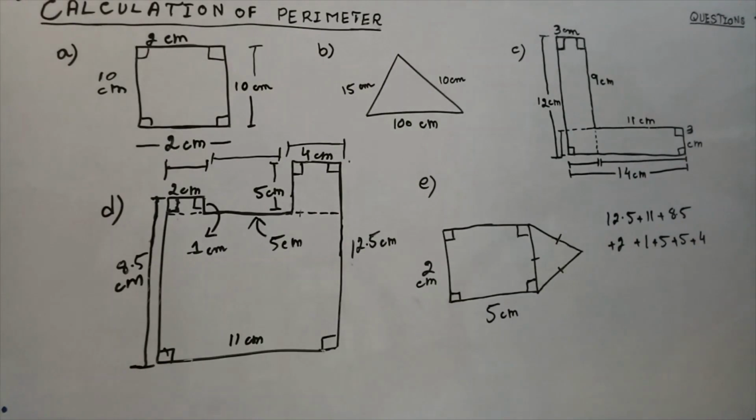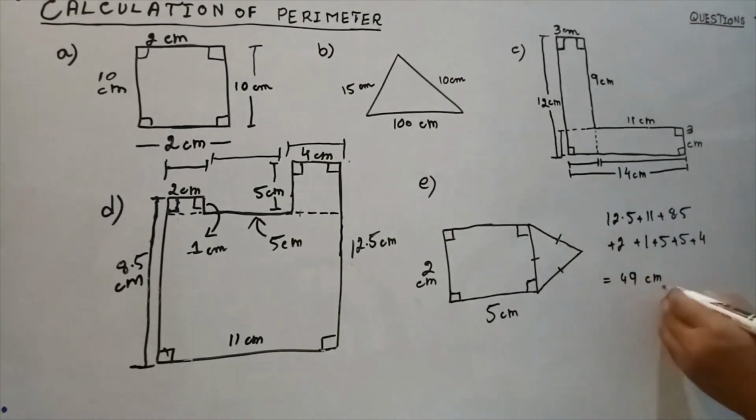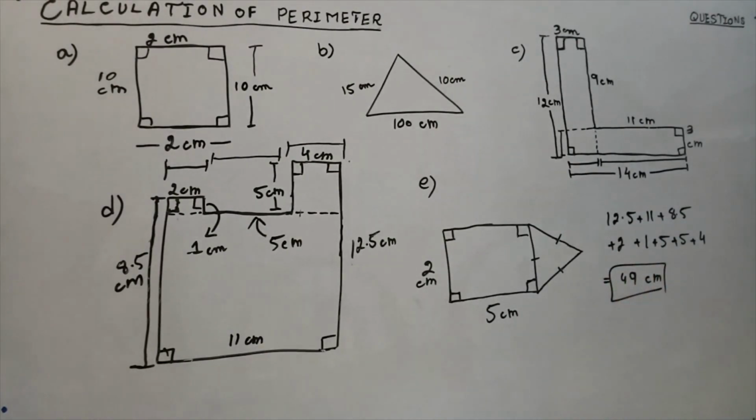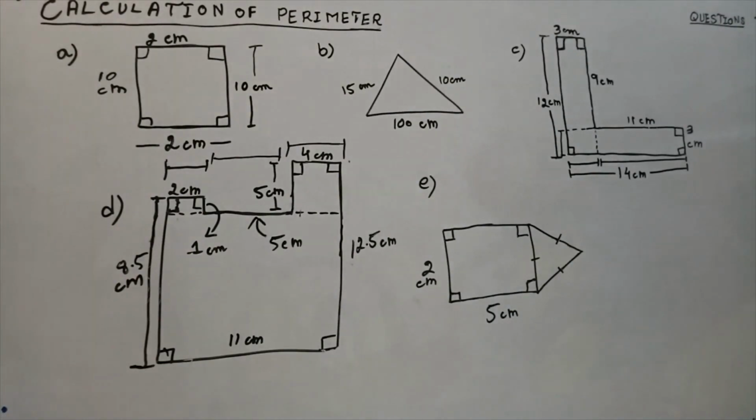Here we have 12.5 plus 11 plus 8.5 plus 2 plus 1 plus 5 plus 5, and finally plus 4. I will get here 49 centimeters. Clear? So the perimeter of this figure is 49 centimeters. We have to add all the lengths of the boundaries. I hope you got this. Now let's see this final part.